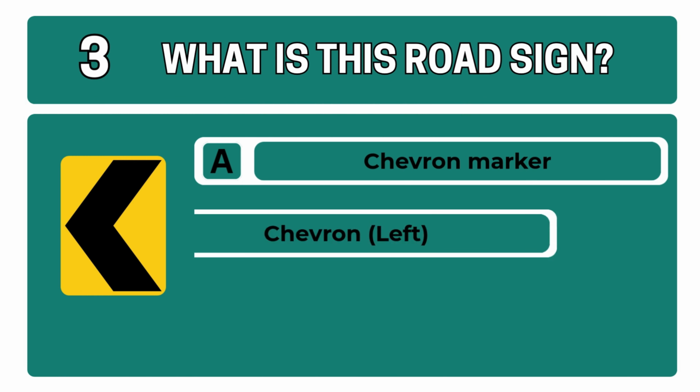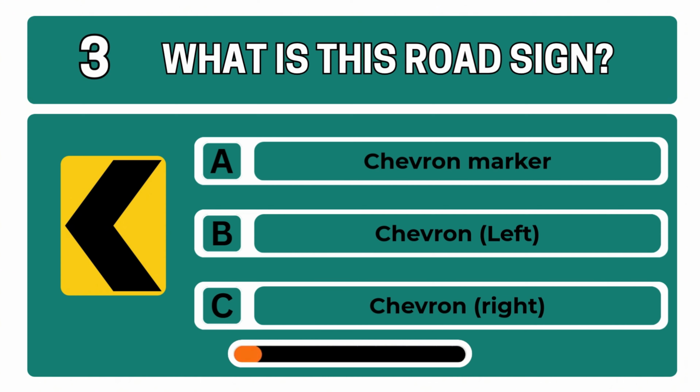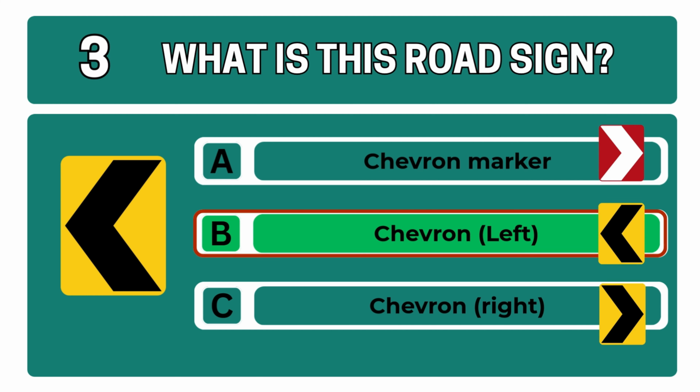Question 3. What is this road sign? A. Chevron marker. B. Chevron, left. C. Chevron, right. The answer is B. Chevron, left.